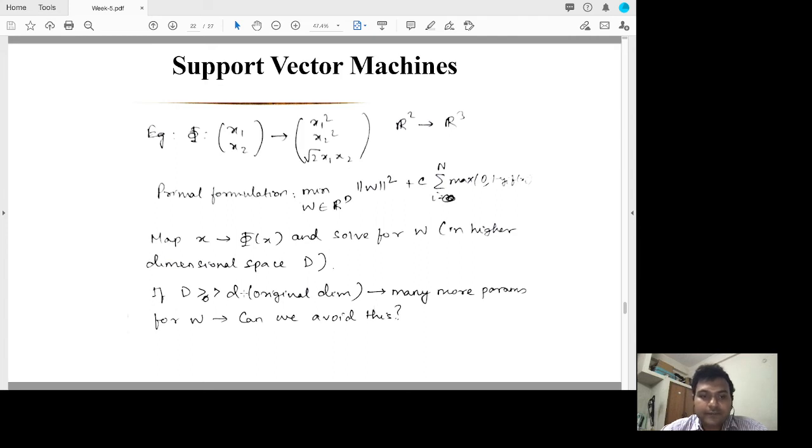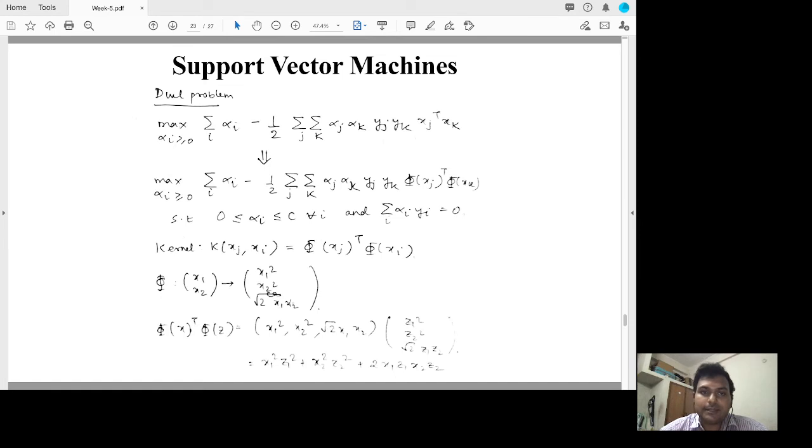Yeah, so the problem is, if capital D, which is the new dimension that I am having, is much greater than the original dimension, so in this case it is just 3 and 2, so it doesn't matter. So let's say this is R100 and this is R2. So if 100 is much greater than 2, you have 50 times more parameters to estimate in the primal problem, because you are estimating w, whose dimension is R of capital D, and therefore we need to avoid this. So this is where the dual formulation as well as the kernel trick comes into play.